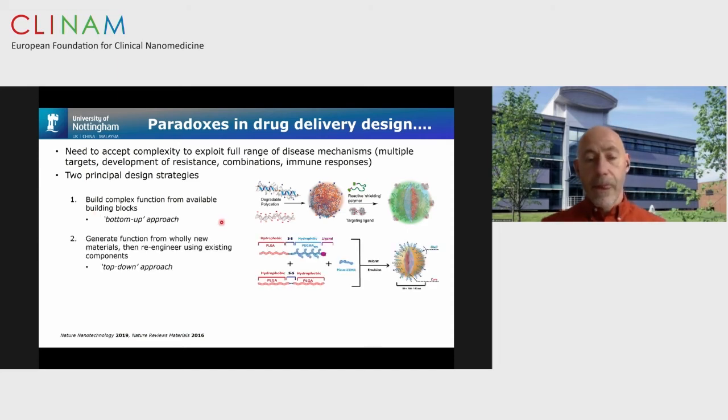The other way of doing this is to generate the function in your nanotechnology from entirely new materials. So these might be synthetic components. So you get, if you like, the ultimate function that you want, but then you consider the translational part and think, well, which components can I rebuild with perhaps more accessible building blocks so that the overall material can be translated more easily? And that might be regarded as a top-down approach.